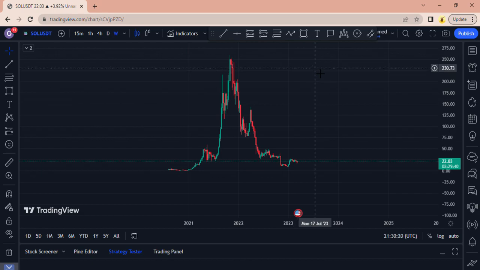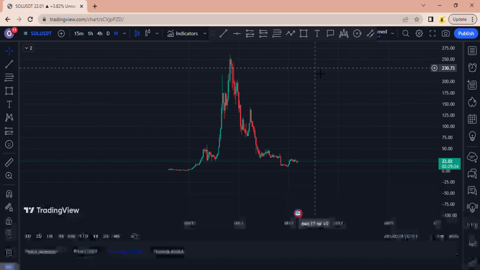Alright, so to begin with, you first have to go to the weekly time frame. That is, you need to start from a higher time frame, which is the weekly time frame. First of all, you want to discover where price is coming from.